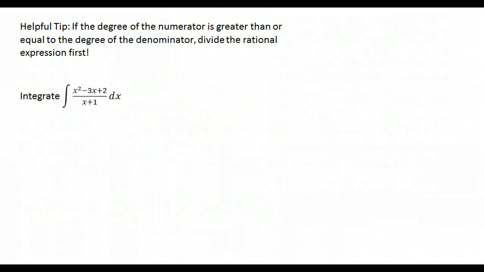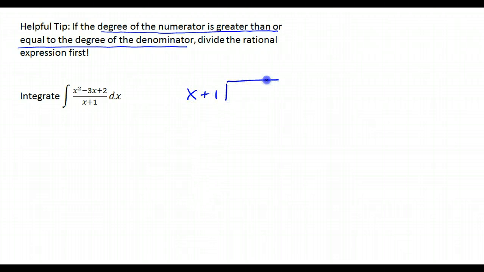Now, something to watch out for. If the degree of the numerator is greater than or equal to the degree of the denominator, divide the rational expression first. And that's the situation we have here. We have a second degree numerator and a first degree denominator. So I'm going to divide x plus 1 into my numerator.